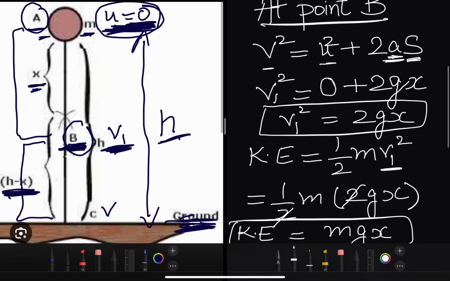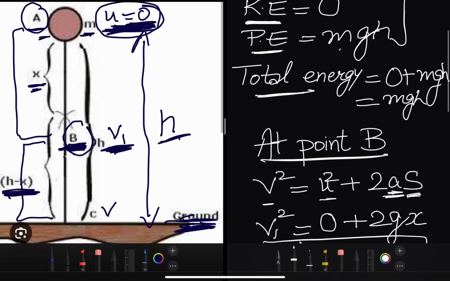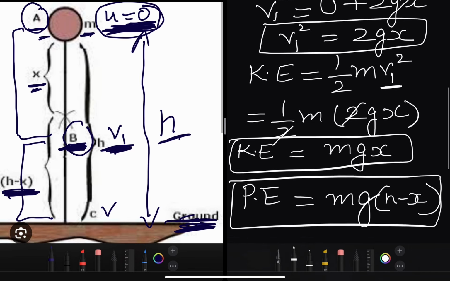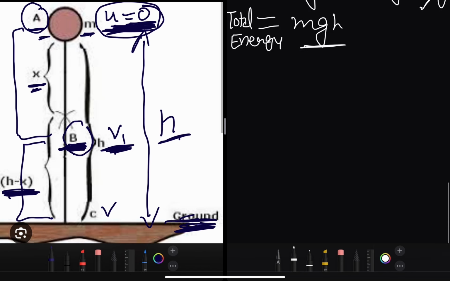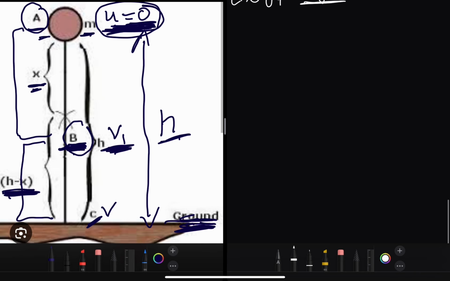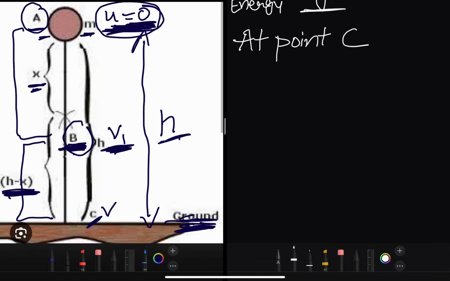Look children, at point A also the energy is what? mgh, total energy. At point B also we got total energy mgh. Now one point is remaining. What is that point? C. Children, now come to point C. Now at point C, children, again we will use the equation of motion.